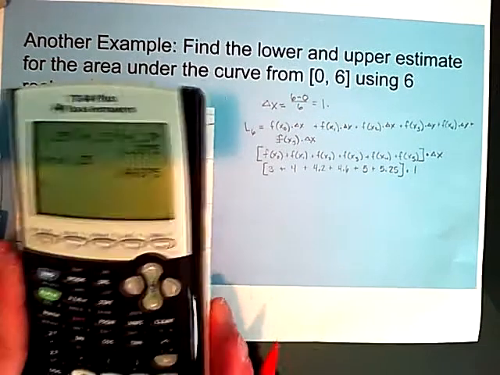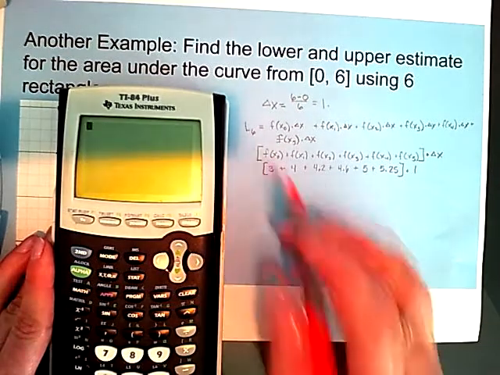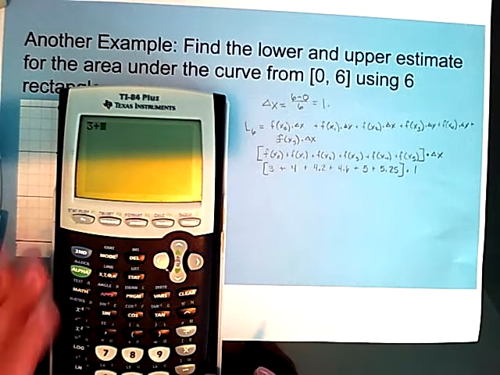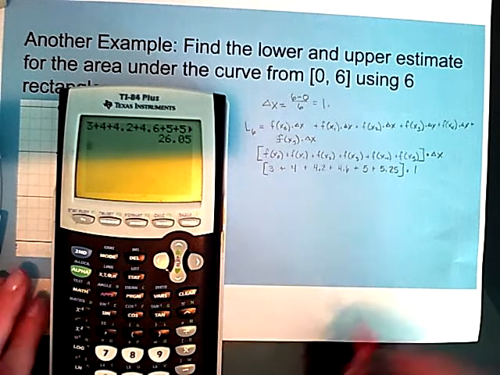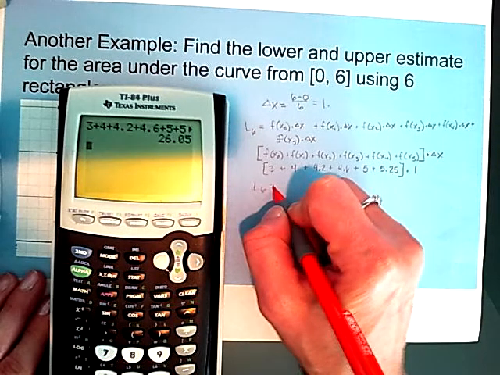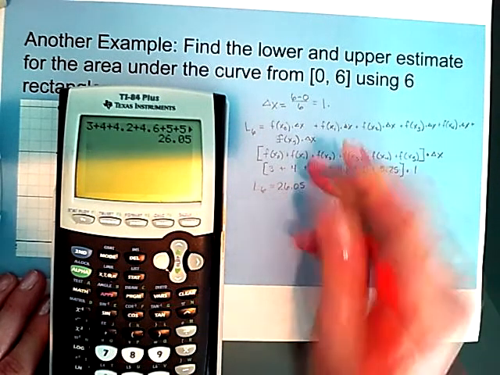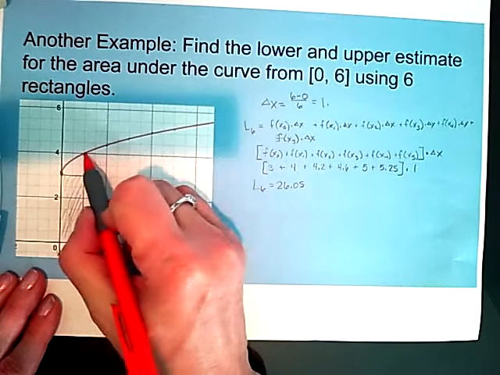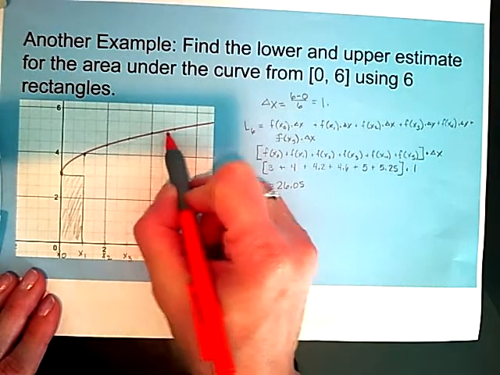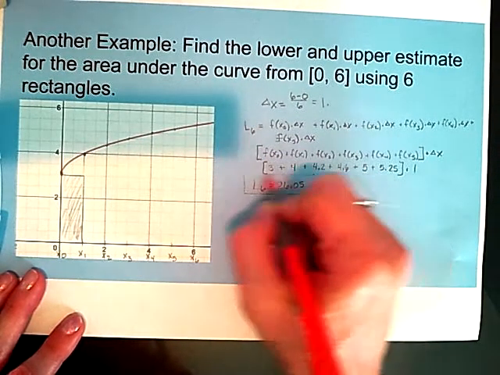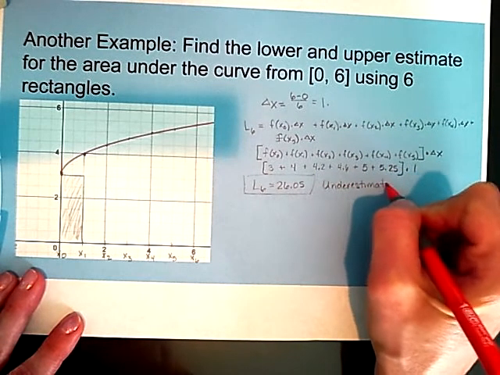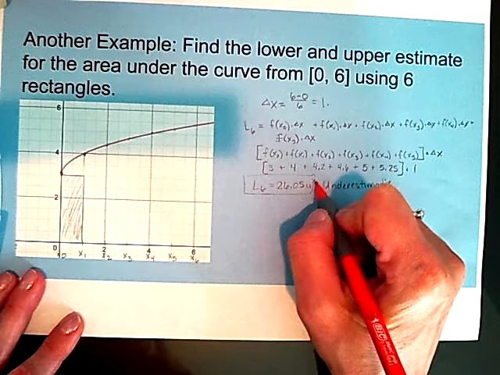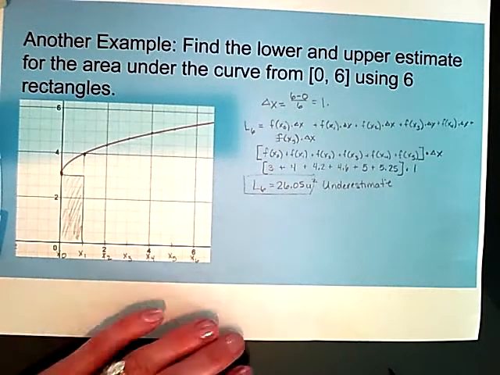So a quick calculation of my left-handed rectangles gives me 3 plus 4 plus 4.2 plus 4.6 plus 5 plus 5.25 gives me an estimate of 26.05. Since these are all going to reach underneath the curve, this is going to be my underestimate. And that's going to be square units because this is still area.